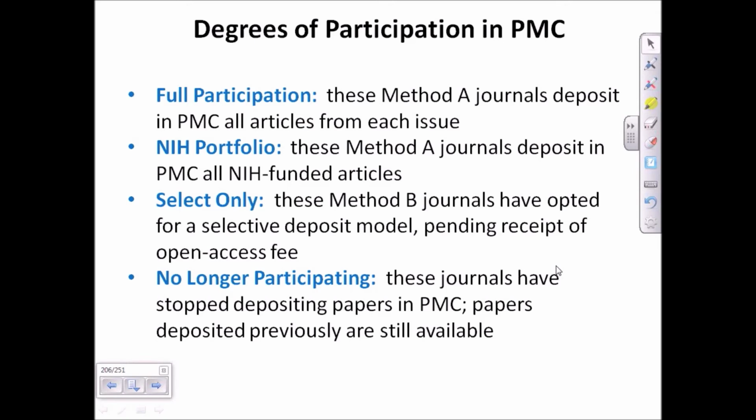So when you go to that link that I gave you before on the NCBI page, they don't say Method A or Method B. Instead, they use these 4 terms. So you have to know how to translate what those terms mean. If you see it where it says this is a NIH portfolio journal, what does that mean to you? That means Method A. If you see that it says select only, what does that mean to you? That means Method B. So you have to translate the terminology.